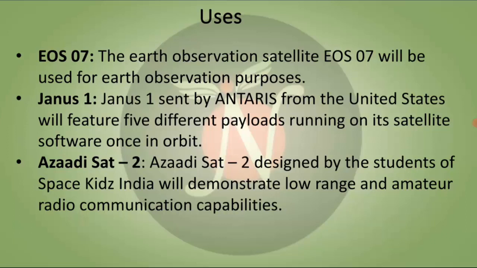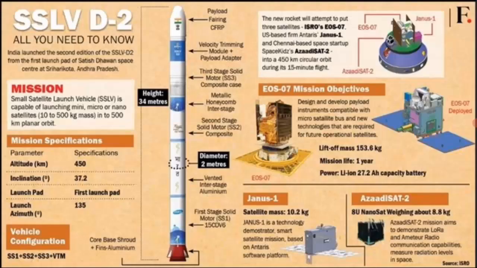What are the uses? EOS-7, the Earth observation satellite, will be used for Earth observation purposes. It's very obvious. Janus-1, sent by Antares from the United States, will feature 5 different payloads running on its satellite software once in orbit. So this one is the software. AzaadiSAT-2, designed by the students of Space Kids India, will demonstrate low range and amateur radio communication capabilities.